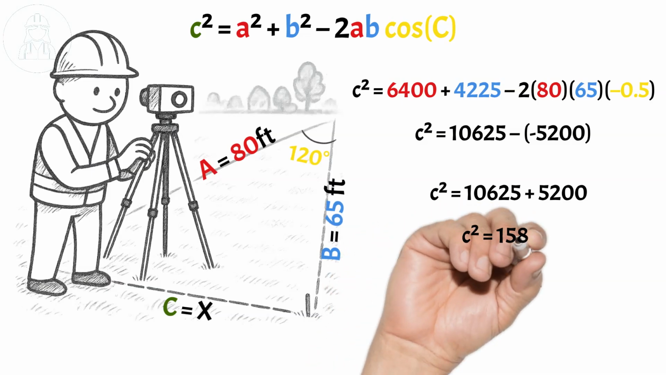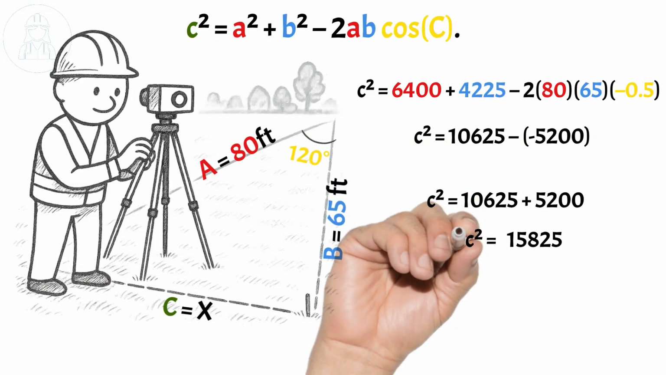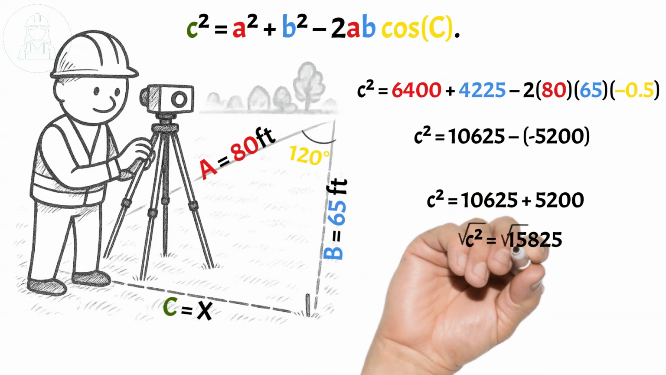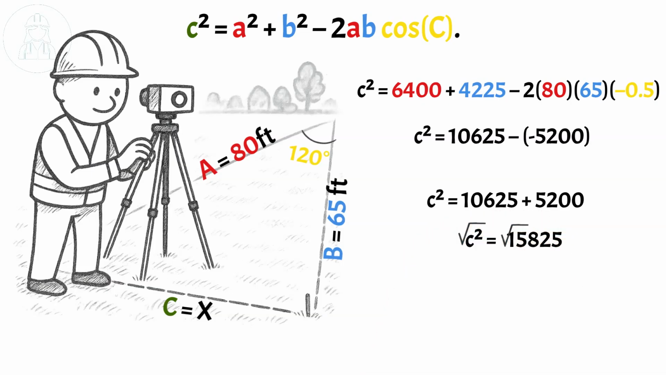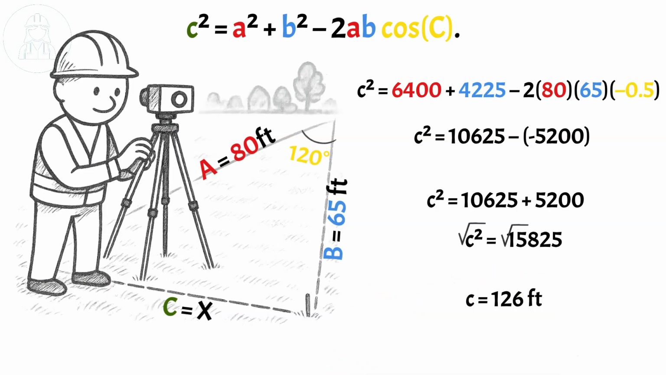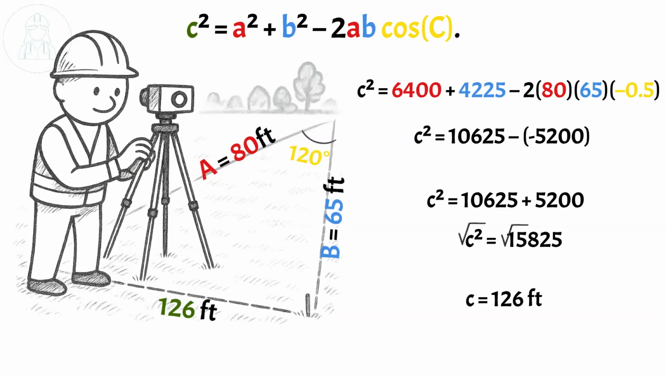Now we have a square next to our unknown. If you recall, if we follow our algebra, in order to eliminate a square, we have to do the opposite operation, and that's a square root. If you need an algebra refresher, go to Field to Compliance Math Bites. We take the square root of both sides, and 10,625 plus 5,200 gave us 15,825. The square root of that is 126, and so our answer is 126 feet.